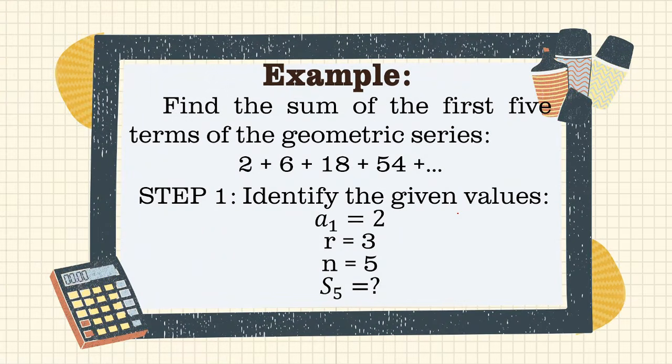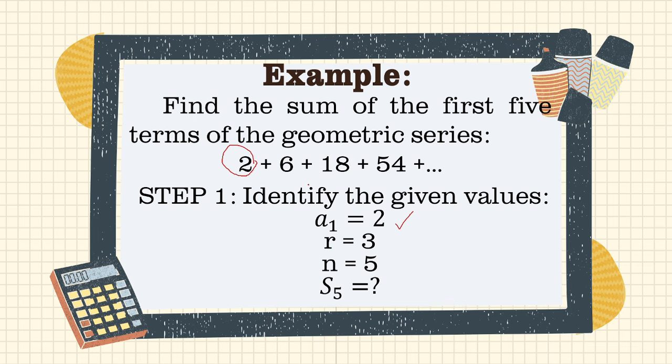So, let's have here an example. Find the sum of the first 5 terms of the geometric series 2, 6, 18, and 54. Now let's define the a of 1, the common ratio, the n, and the S of 5. What is our a of 1? The first term, that is 2, since it is the first number. Next, what is our common ratio?